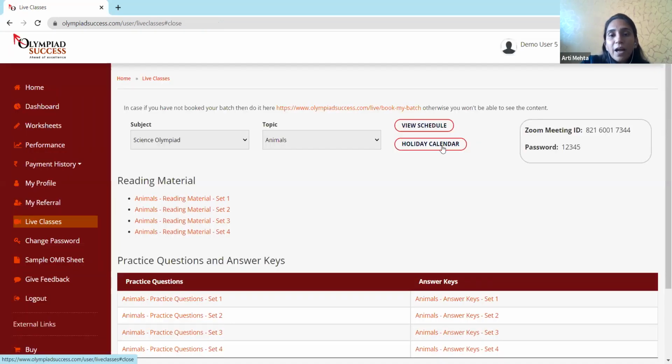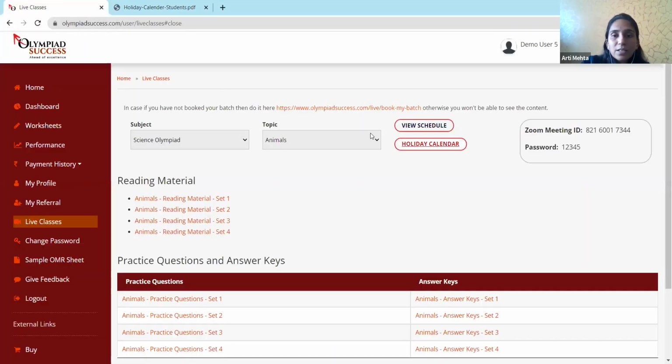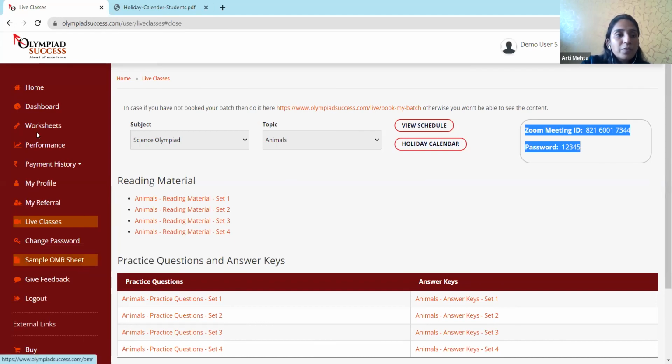And then finally, we have the holiday calendar. On these days, your classes will not be conducted as these are holidays. And then you have the Zoom meeting ID and password. Here your meeting ID and password will be displayed for you to log into the live classes.